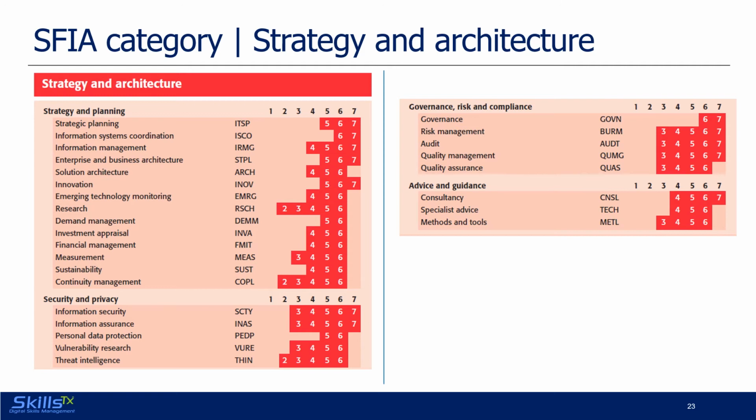And if you think about governance, risk and compliance, we have the quality management and quality assurance skills, which have moved from elsewhere in the framework. We also then have the advice and guidance subcategory. So remember that the categories and subcategories don't have definitions themselves. They're just a navigational aid. So moving things around doesn't really have an impact on the scope of the skill necessarily. It's just a navigational or grouping mechanism.